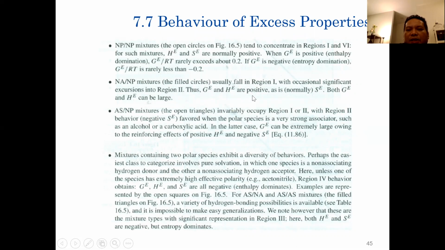Thus, GE and HE are positive, as is normally SE. Both GE and HE can be large. ASP and MP mixtures, the open triangles, invariably occupy regions 1 and 2. Region 2 behavior is favored when the polar species is a very strong associator, such as alcohol and carbolic acid. In the latter case, GE can be extremely large owing to the reinforcing effect of positive HE and negative SE.